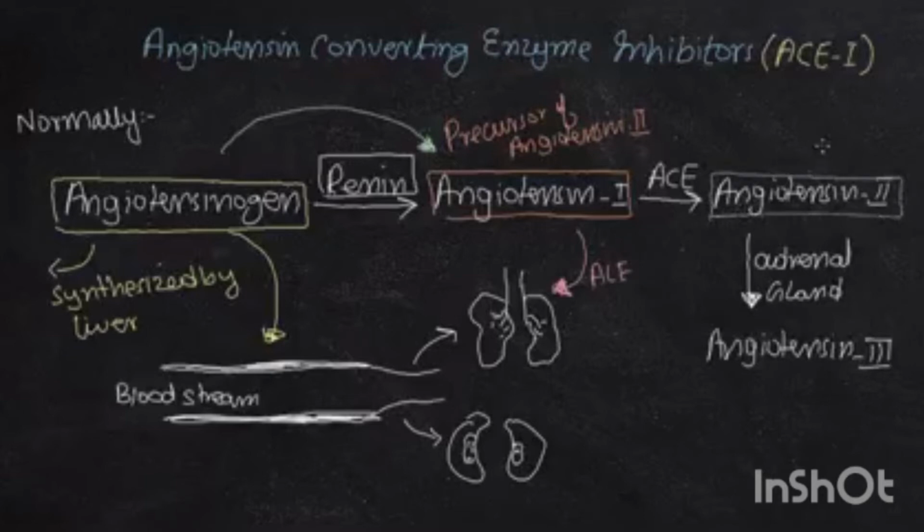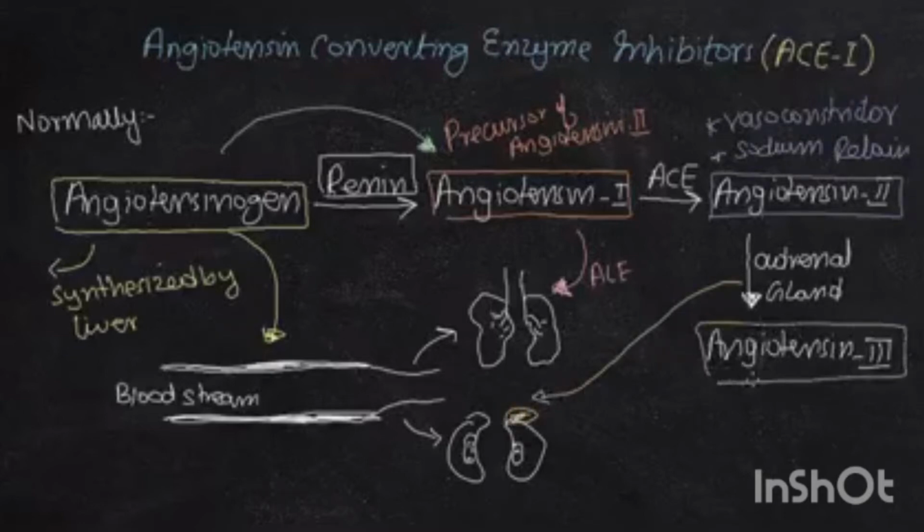of angiotensin 2. When angiotensin 1 reaches the lungs, there is an enzyme known as ACE, which converts it into angiotensin 2, which is a potent vasoconstrictor and causes sodium retention. This angiotensin 2 is further taken up to form angiotensin 3, which causes aldosterone secretion.